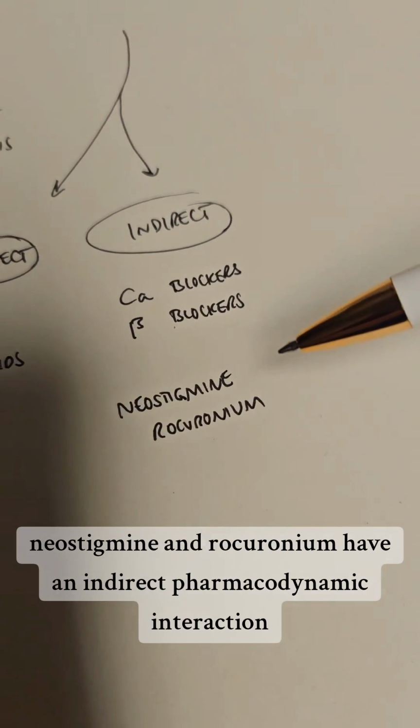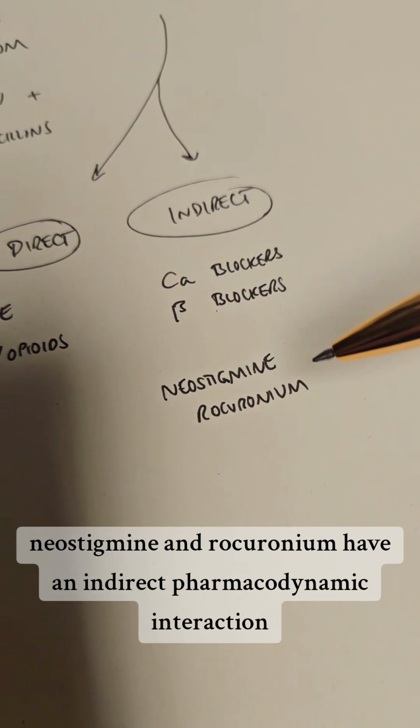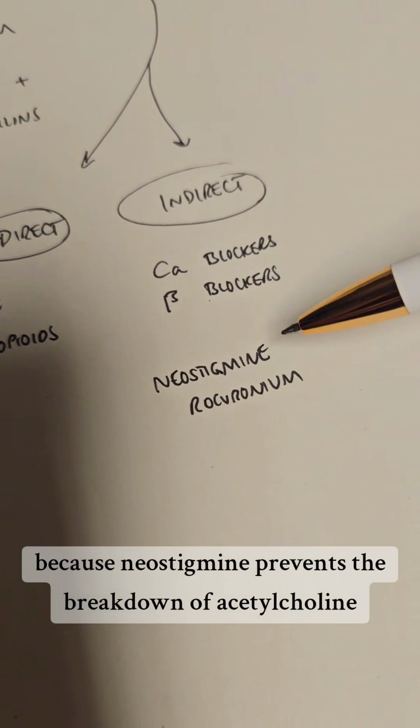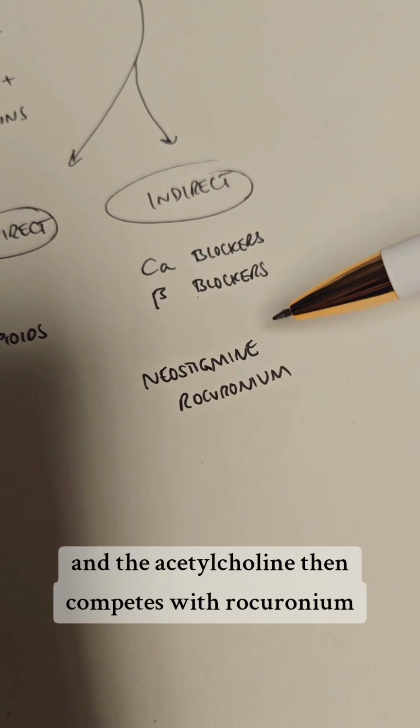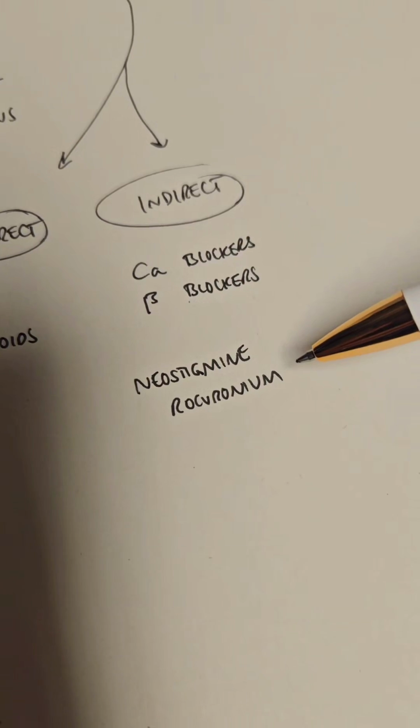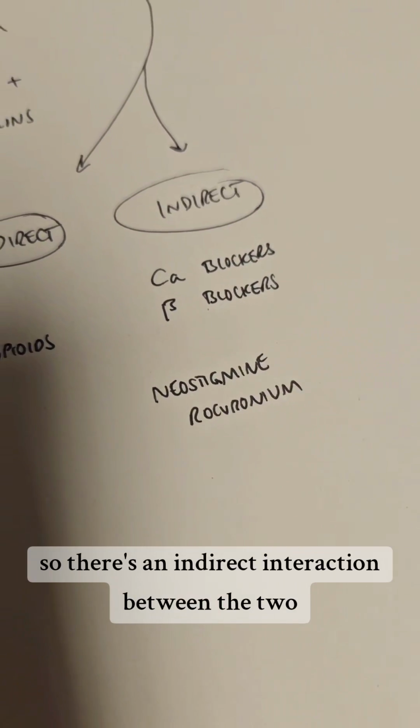Neostigmine and rocuronium have an indirect pharmacodynamic interaction because neostigmine prevents the breakdown of acetylcholine, and the acetylcholine then competes with rocuronium. So there's an indirect interaction between the two.